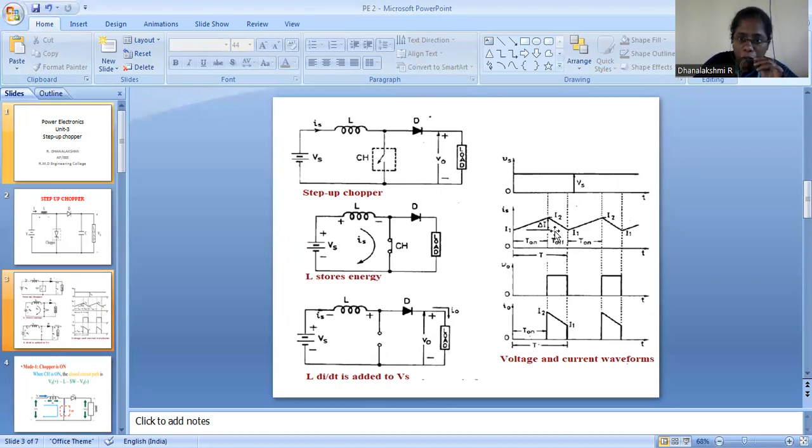Whereas during turn off, the inductor will be discharging, because it is releasing, delivering the energy to the load along with the source. Therefore, during off time, I will be getting my output voltage and current. Is that clear? So during the on period, the output voltage is 0. And during the off period, the output voltage will be the source voltage plus the inductor voltage, where the inductor stored energy in the previous cycle.